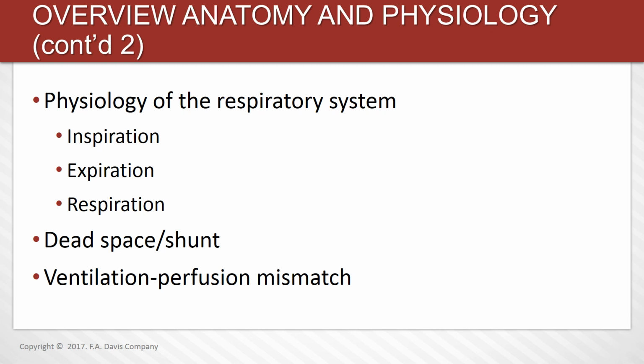And again, respiration is the exchange of O2 and CO2 at the alveoli level. All right? And then you have areas that are considered dead space. These are areas of the tracheobronchial tree that do not participate in any form of gas exchange, right? It's referred to as dead space. Both the dead space and the shunt result in something called the ventilation perfusion mismatch. Next slide.